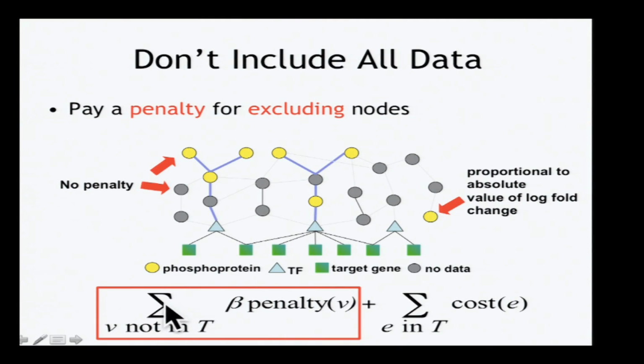So the optimization function is the following. For every vertex that's not in the tree, there's a penalty. And for every edge in the tree, there's a cost. And you want to minimize the sum of these two terms. You want to minimize the number of edge costs you pay for, and you want to minimize the number of prizes you leave behind. Is that clear?